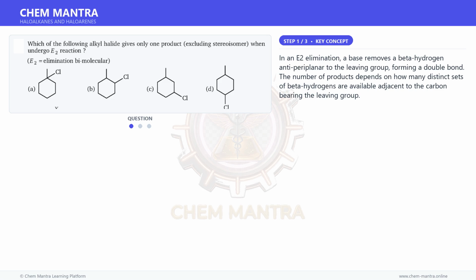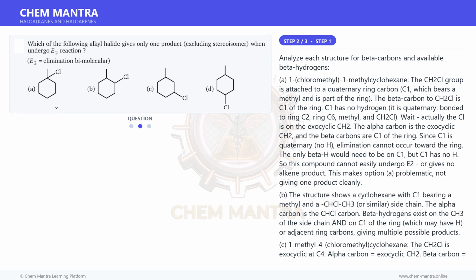In an E2 elimination, a base removes a beta hydrogen antiperiplanar to the leaving group, forming a double bond. The number of products depends on how many distinct sets of beta hydrogens are available adjacent to the carbon bearing the leaving group. Moving on to the next step. Analyze each structure for beta carbons and available beta hydrogens.